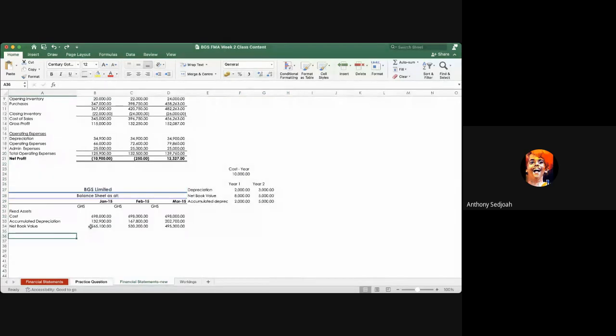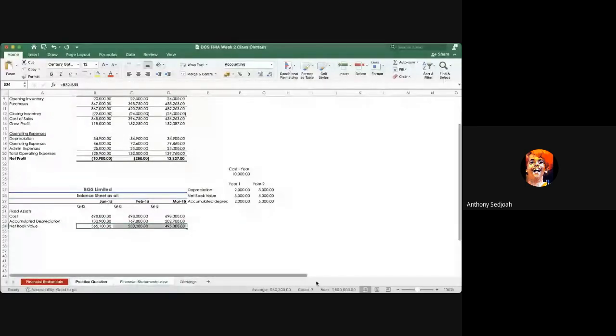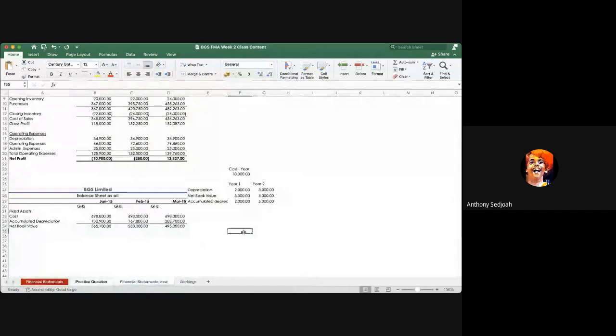Okay, so for net book value, we subtracted something from something, so we have to bring in our borders there, the top border. I hope by now you know the instances where we use the top border and the bottom borders and all that. Okay, so we are done with our fixed assets. Let's go to the current assets.